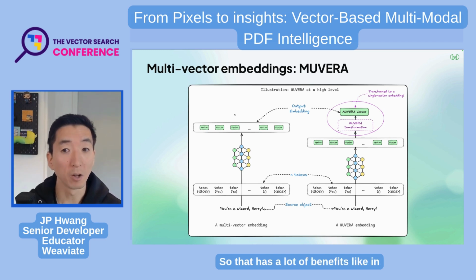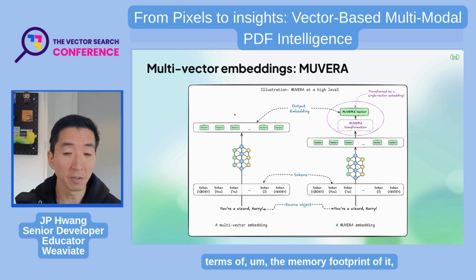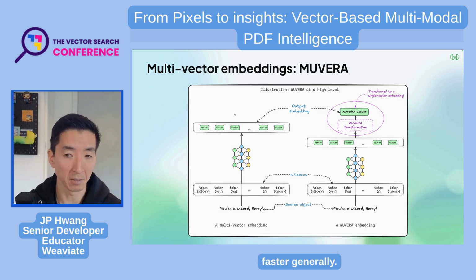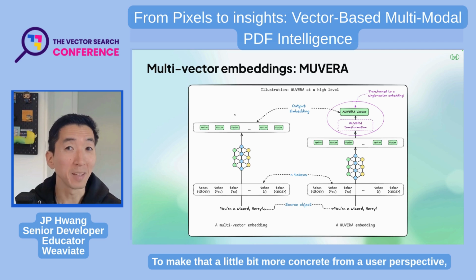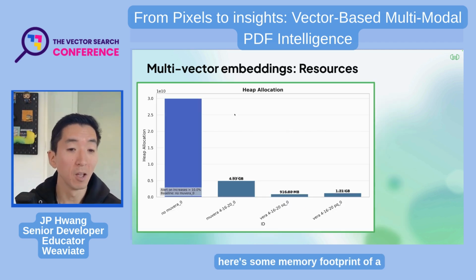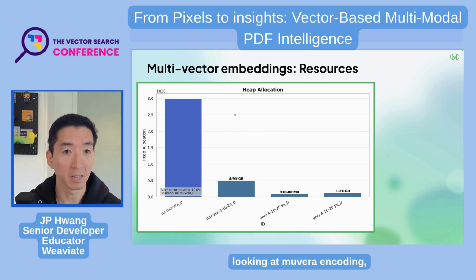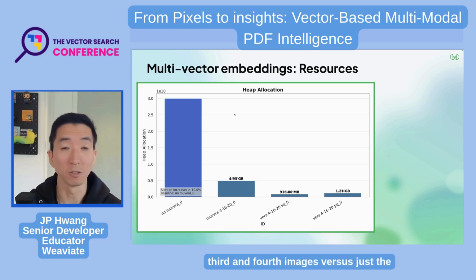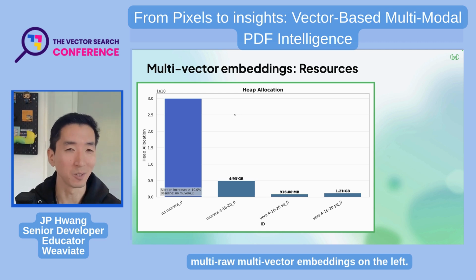So that has a lot of benefits, like in terms of the memory footprint of it, but also you end up with one vector, so your search ends up being faster generally. To make that a little bit more concrete from a user perspective, here's the memory footprint of a multi-vector embedding, looking at Movera encoding on the second, third, and fourth images versus just the raw multi-vector embeddings on the left.